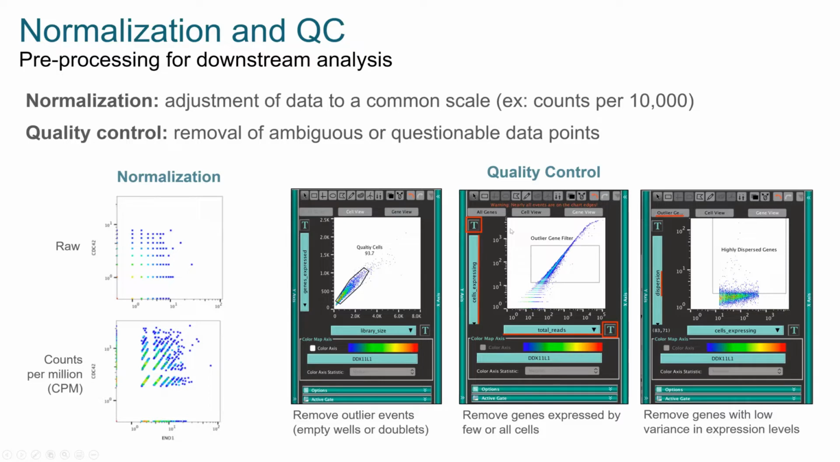The next 2 are going to be done in gene view off of the quality cells. So we're going to pivot to gene view and then do some quality control on our transcripts, right? So the first one's going to be what we can call an outlier gene filter.